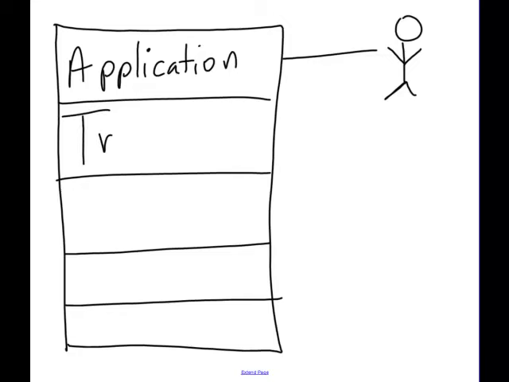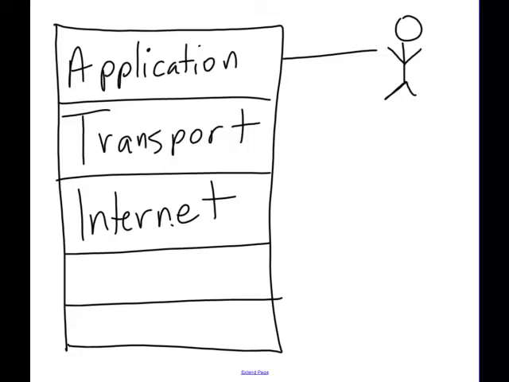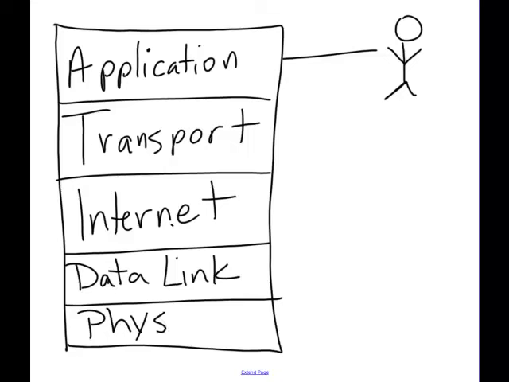Second layer down is the transport layer. Underneath that is the internet layer, sometimes also called the network layer. Underneath that is the data link layer, and then at the bottom is the physical layer. And I'm going to describe them starting at the bottom and working our way up.